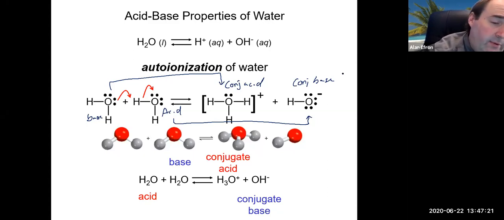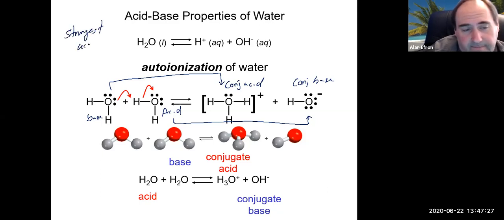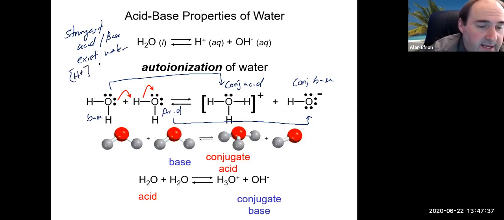And this is why when we talk about the strongest acids and bases that can exist in water, that's why we often refer to H plus and OH minus as the strongest representation of an acid and base that can exist in a water solution.